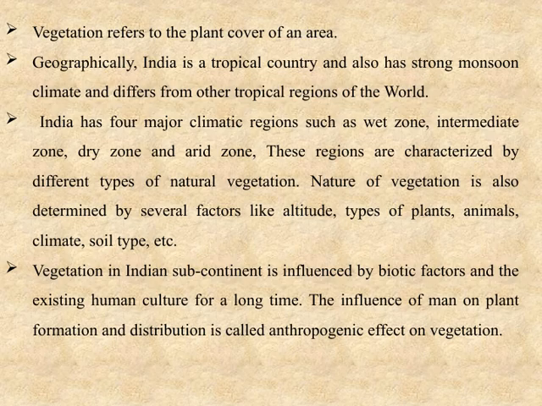Furthermore, the vegetation in the Indian subcontinent has been influenced by biotic factors, meaning living things like animals and plants, and also by human activity over thousands of years. The way humans have interacted with the environment, through practices like agriculture, deforestation, and urbanization, has left a lasting impact on plant formation and distribution. This influence of humans on vegetation is what we call the anthropogenic effect. So, in summary, understanding vegetation in India involves looking at its climatic zones, environmental factors, and human influences, all of which help us appreciate the rich and diverse plant life across the country.